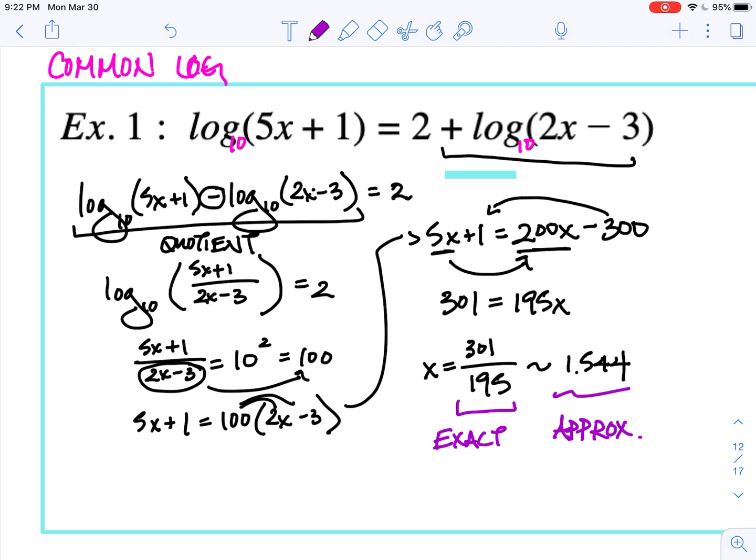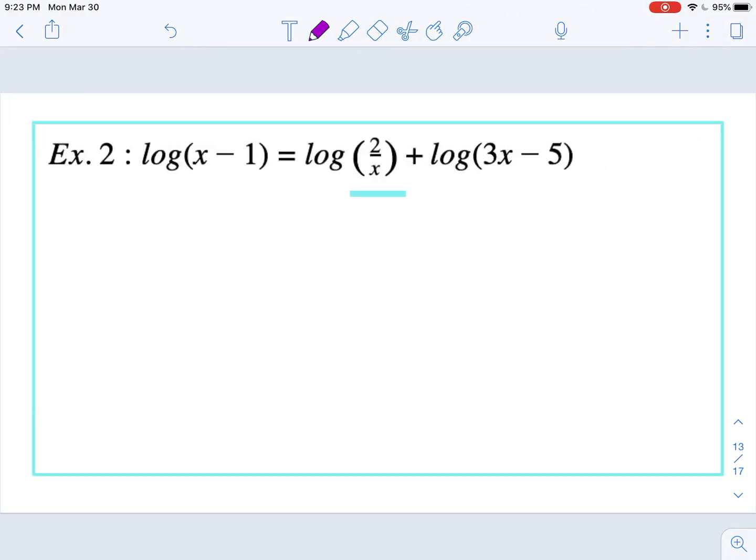All right. These kinds of questions are really good to review for the uses for log properties because without the log properties, it makes it a little bit harder to solve. Okay, let's take a look at another example that uses log properties.